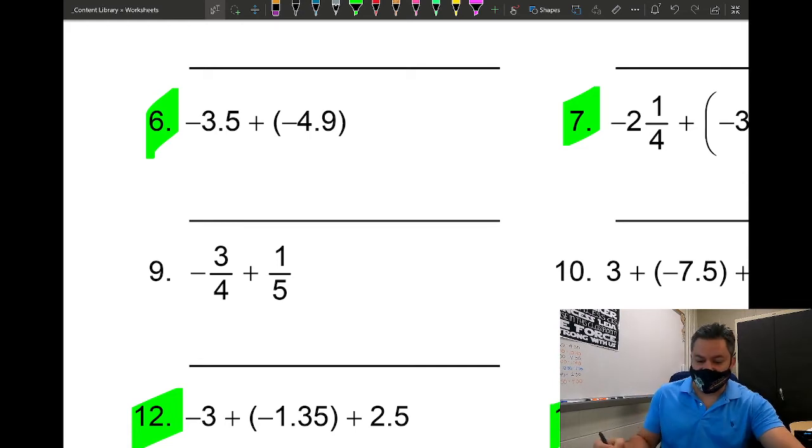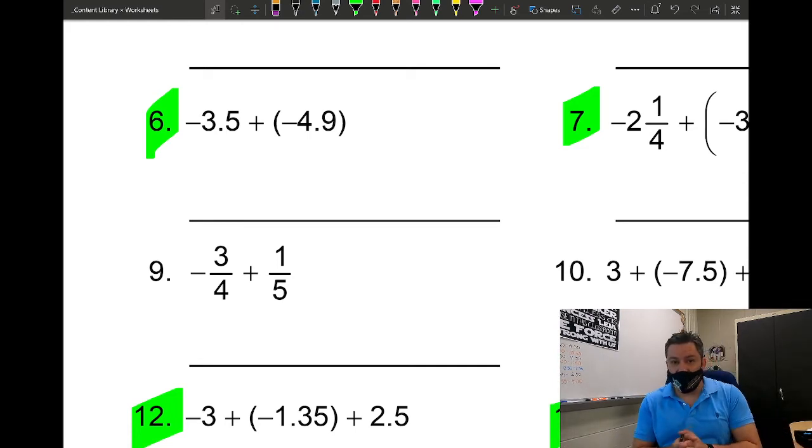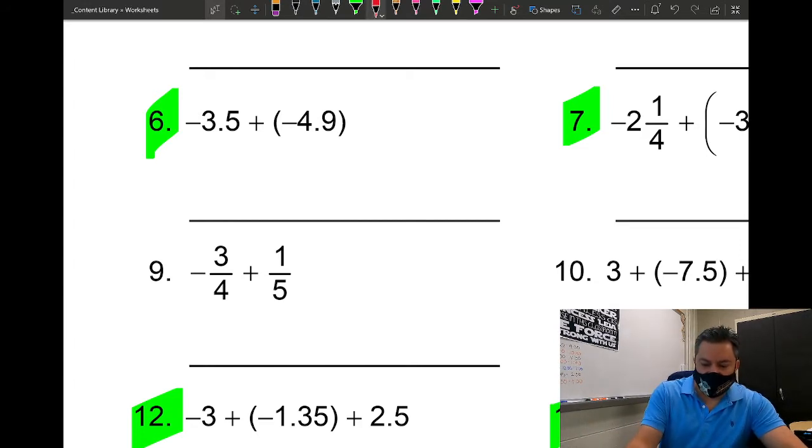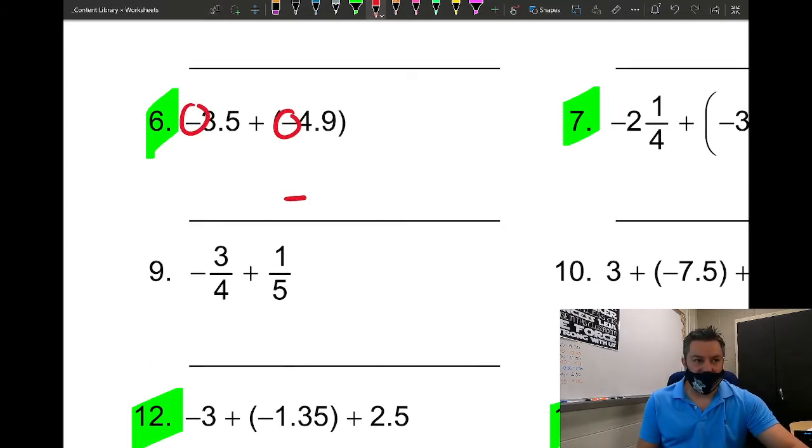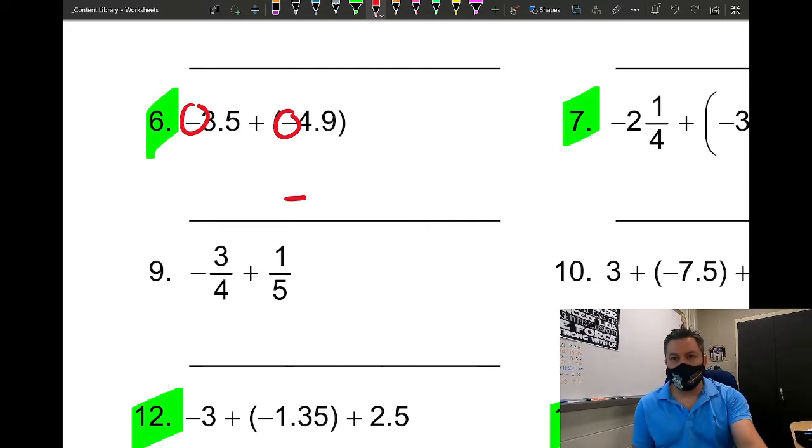Strategies. In this case, I have 2 negative numbers that I'm going to add. So, same signs, add and keep the sign. For starters, I know both of them are negative, so my answer has to be negative. Right off the bat, I haven't done anything and I know my answer has to be negative. Any questions so far?